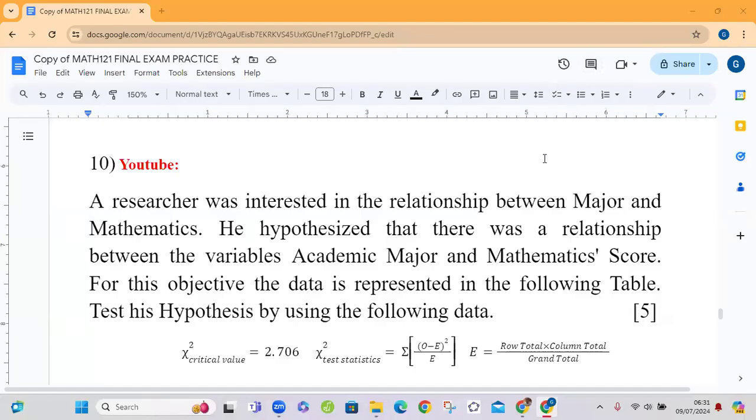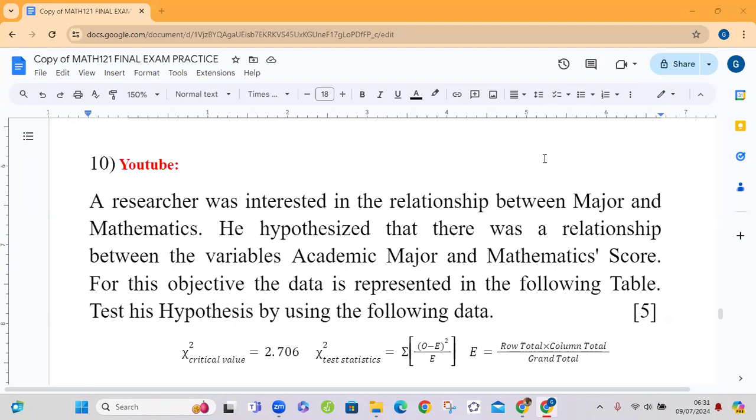This video is with regards to number 10. It says that a researcher was interested in the relationship between major and mathematics. Okay, so this seems to be a chi-square test for association, to see if there is an association or not between those two variables, major and mathematics.